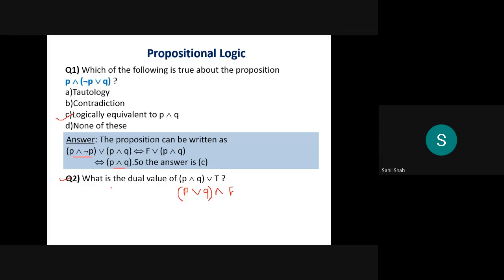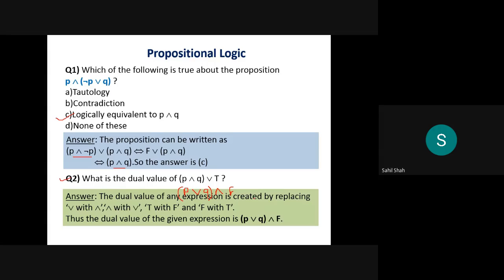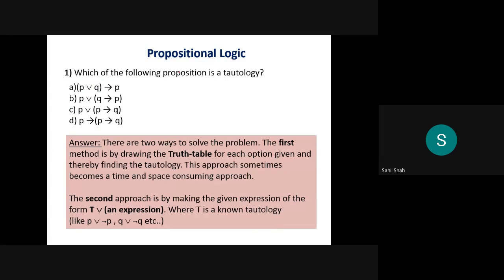What is the dual of this? The dual of any expression is created by replacing or with and, and so on. So this is the dual of the distributive law. Okay. Which of the propositions is a tautology? So out of these, you have been given, no?